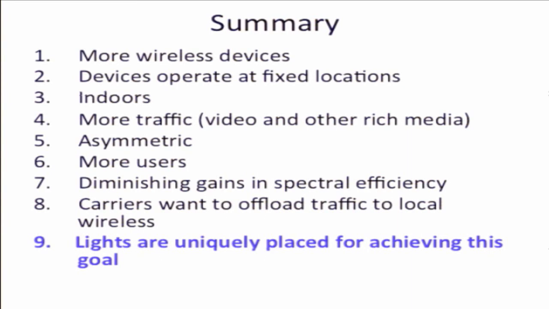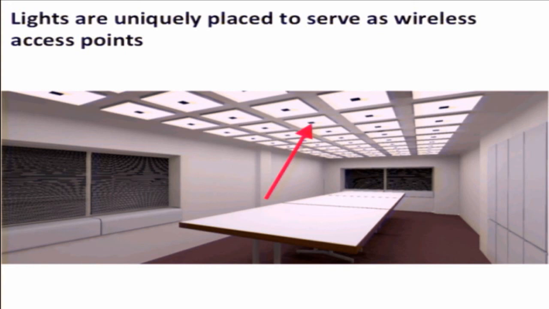So a summary of what's going on is a lot of text here. More wireless devices, they're in fixed locations, indoors, more traffic. It's typically asymmetric because the video is downloaded. We have more users with increasing use of smartphones. We're not really getting more spectral efficiency from the existing schemes we've got today. Carriers want to offload the traffic, and the punchline here is that the lights are in the right place. So we can deploy an array, and this morning I had a chance to see your orbit lab.